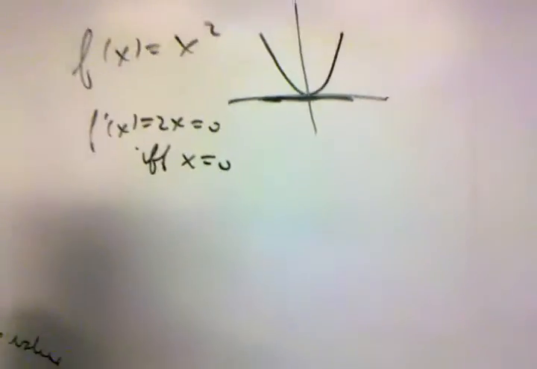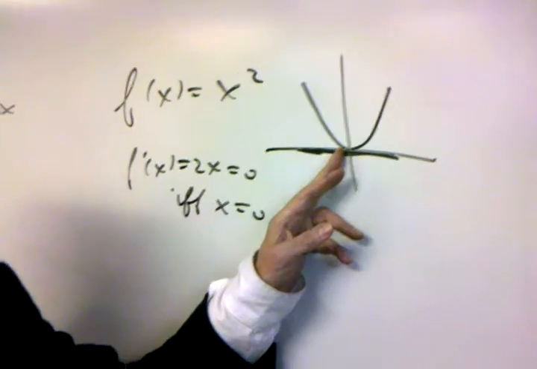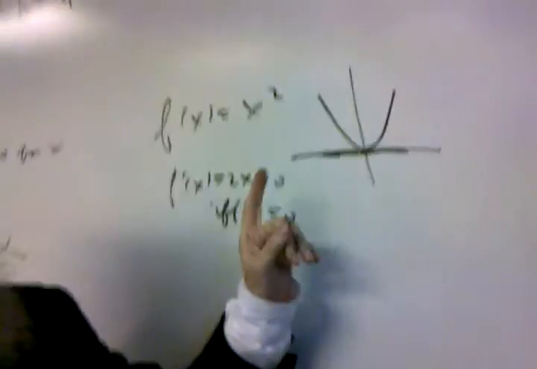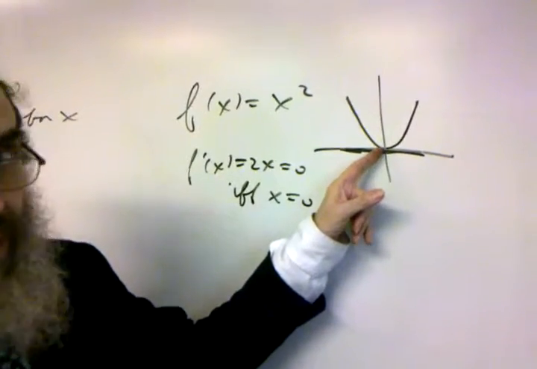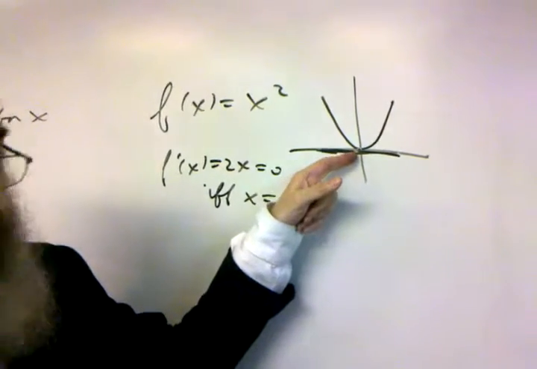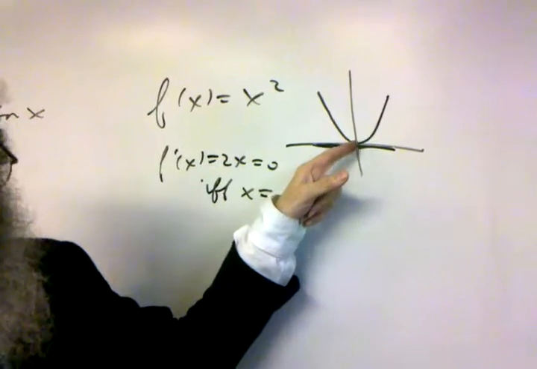It does not mean that. It means this is a candidate for being a relative max or a relative minimum. I'll explain in a minute the reason why. This is a candidate. In this case, this is a relative minimum. But the tangent line is flat. There's a good possibility that the graph would either have a minimum there or a maximum.